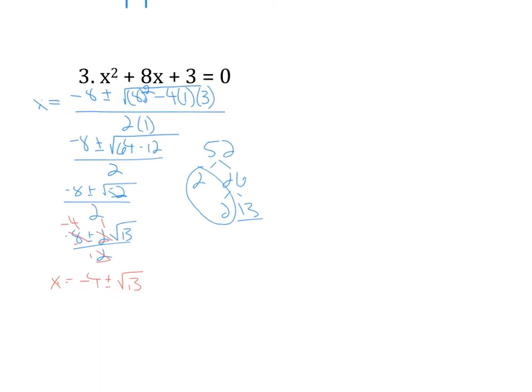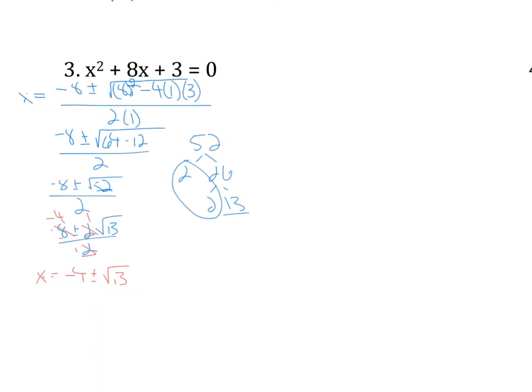All right, now completing the square with this method. So we get x squared plus 8x. We're going to move that 3 over by subtracting 3.